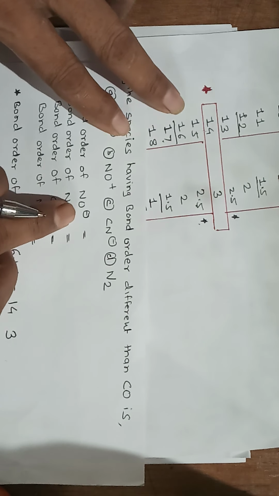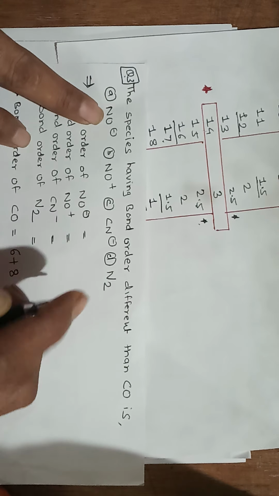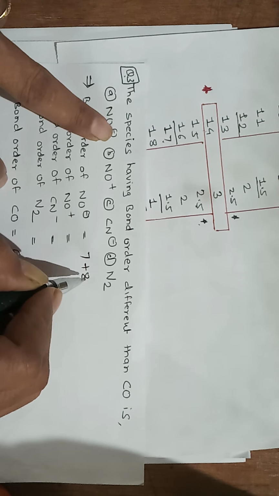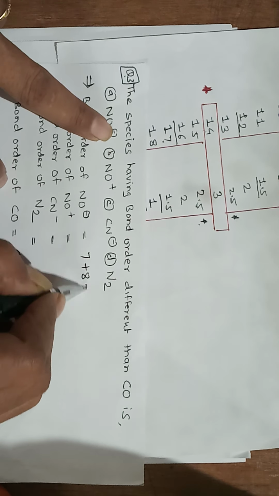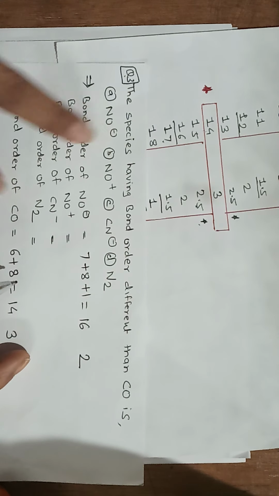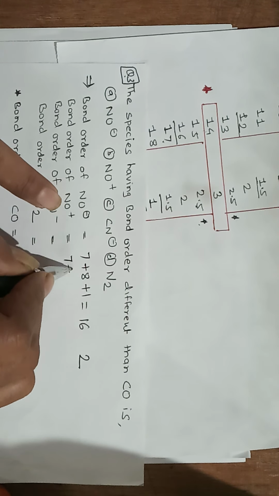Now NO minus. Let us find out the bond order of option A, that is NO minus. Nitrogen 7, oxygen 8. Minus means plus. So 7 and 8 is 15, plus 1 is 16. So 16 has bond order 2. Next is NO plus. Nitrogen 7, oxygen 8. Here it is a plus, so you have to make it minus. Minus means it is 15. 15 has bond order 2.5.